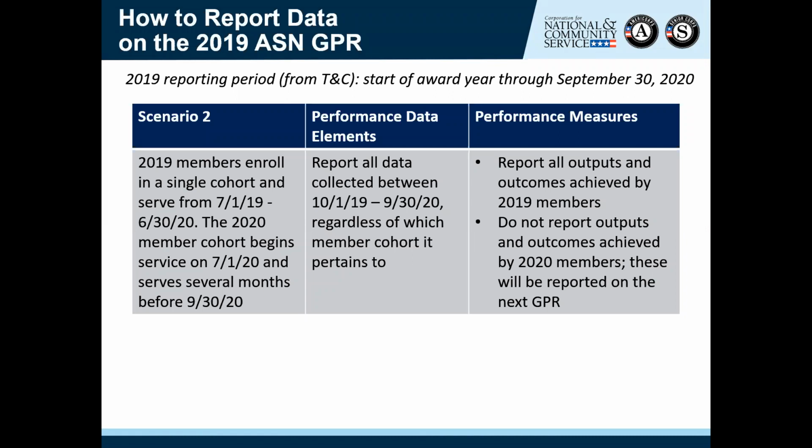Our second scenario, which you see here, involves a program whose members still serve as a single cohort, but the timing of the cohort is off-shifted from the timing of the federal fiscal year. The 2019 members finish serving by the end of June, and their 2020 cohort begins serving right afterward and has already served several months by the end of the reporting period as expressed in the terms and conditions.